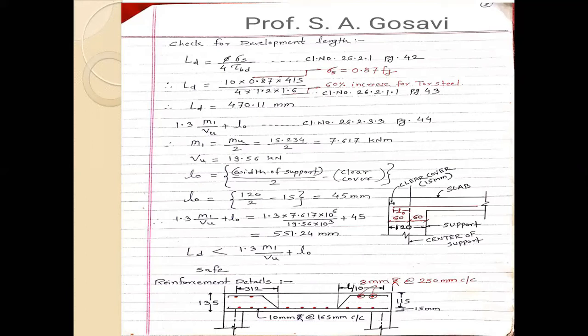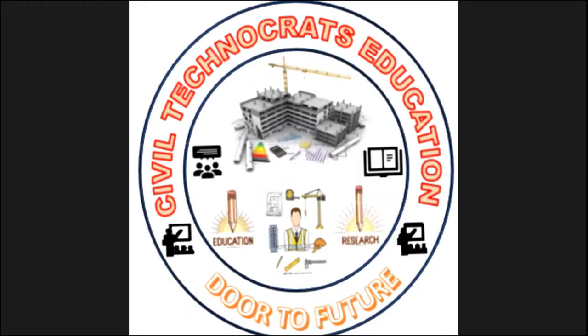Okay. So for the development length, there is one formula to calculate it, and this formula is given over here. This is the formula to calculate the development length. LD is equal to phi sigma s upon 4 tau BD. This formula is also given in the IS code, that is clause number 26.2.1, page number 42. So we will go to the IS code and we will see this formula, and afterwards we will put the values over here to calculate the development length. So here we will go to the IS code.